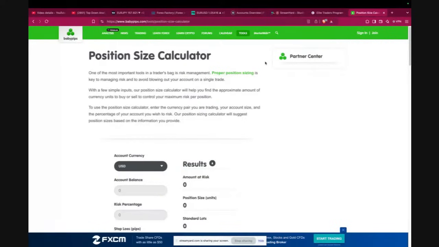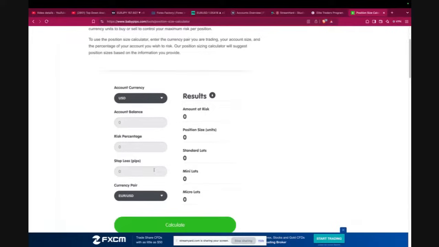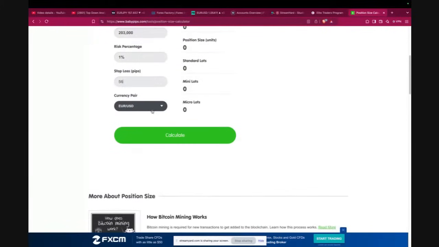For those of you who are just new here, for the position size calculator, let's say you have a funded account of $203,000. You've made some profit on the funded account or maybe challenge, and you're risking 1% of your account. Your stop loss is 56. And the currency pair, you select the currency pair here, Euro JPY.